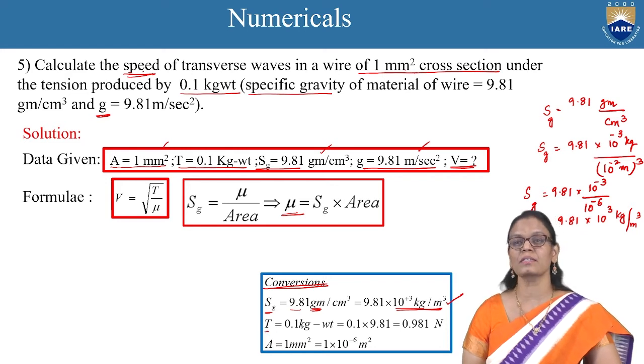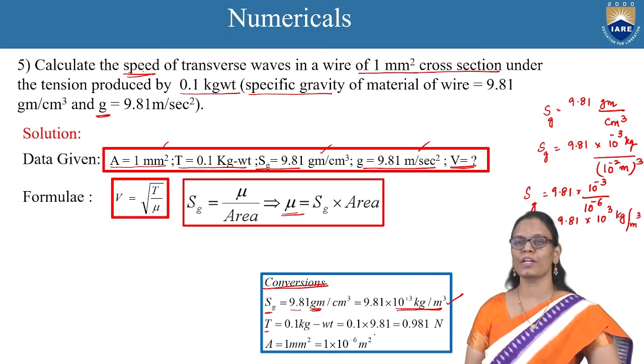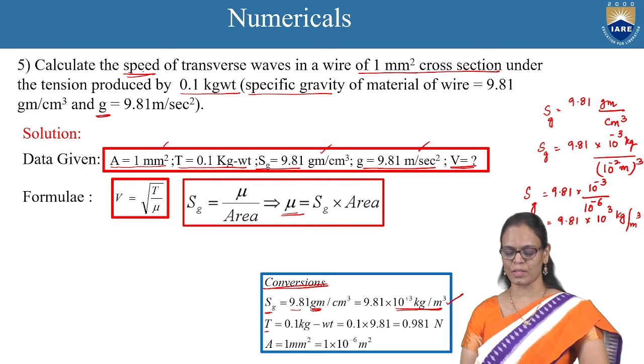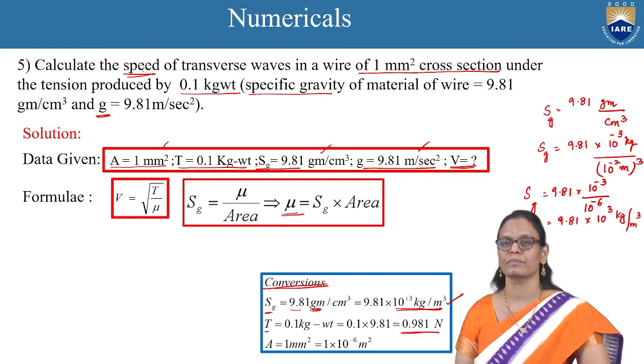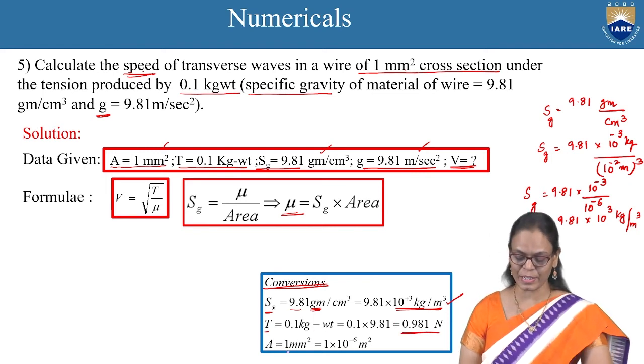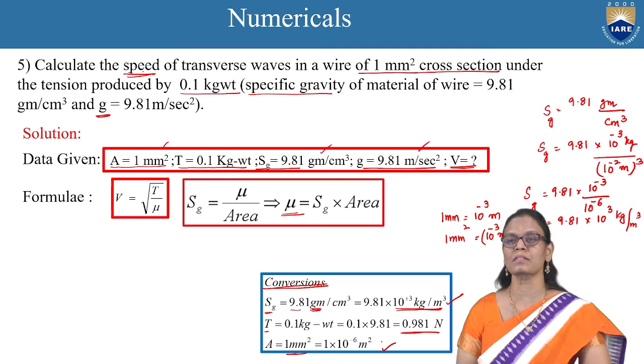Now the tension here is given in kg weight. We need to convert it into Newton. So multiply it with 9.81 because tension is equal to m into g. So 0.1 into 9.81 we get 0.981. And then area in millimeter square. So we need to convert this millimeter square to meter square. So 1 millimeter is 10 power minus 3 meter. So if I have to find the square of it, 1 millimeter square will be 10 power minus 3 meter whole square. That is why we get 10 power minus 6 meter square.